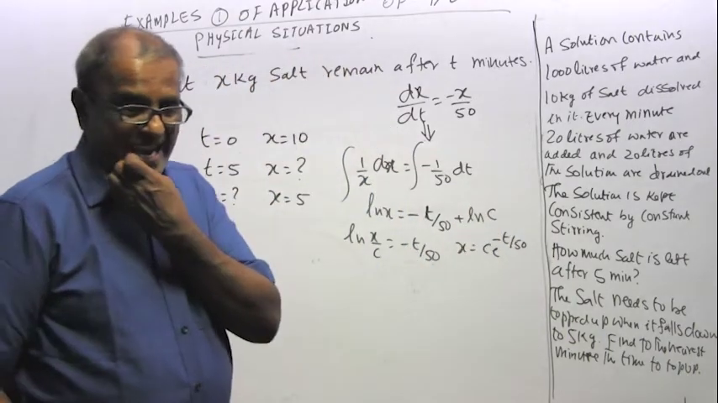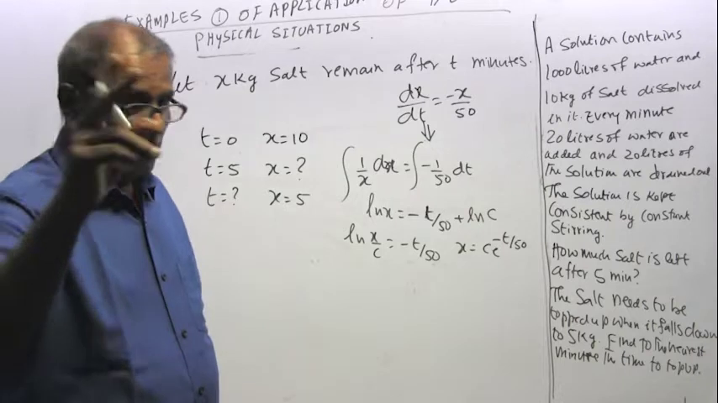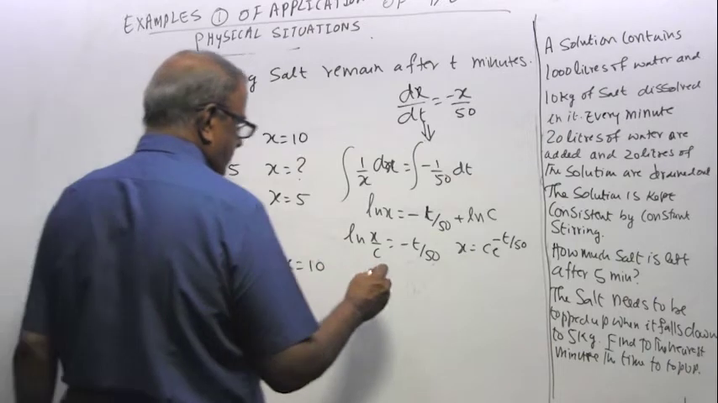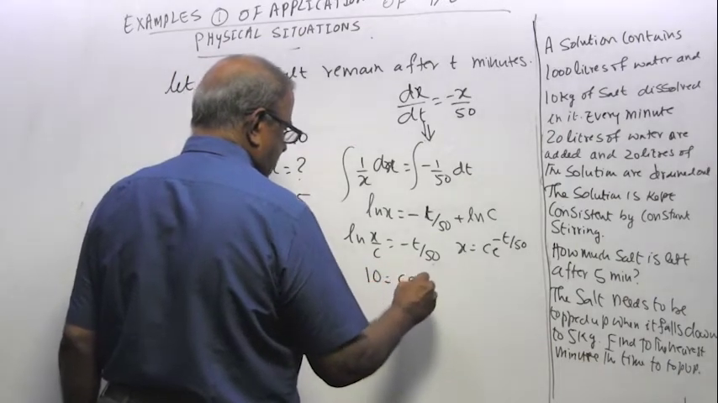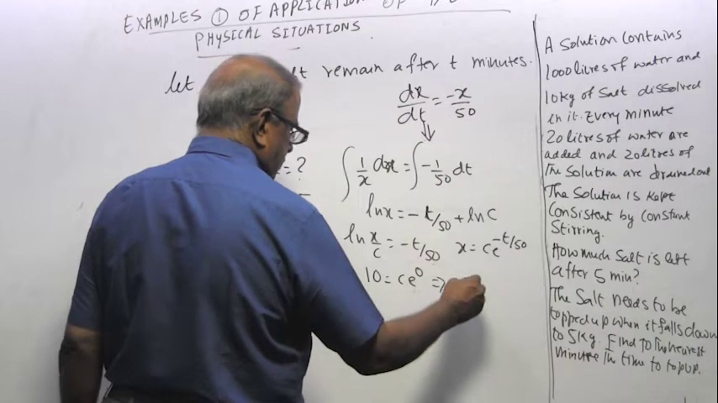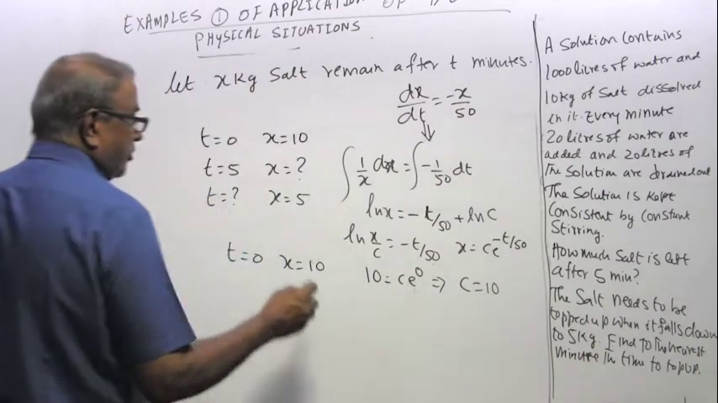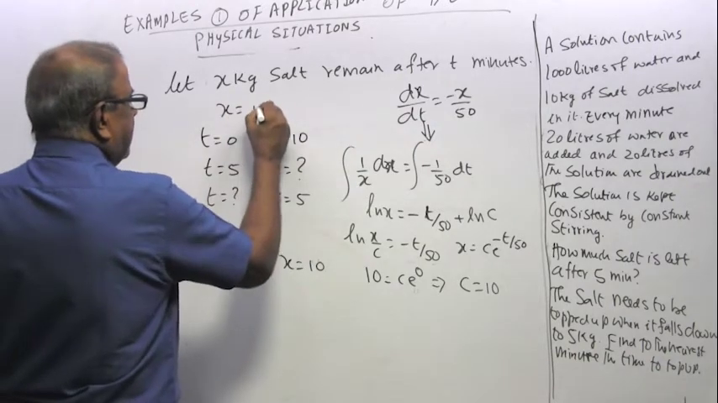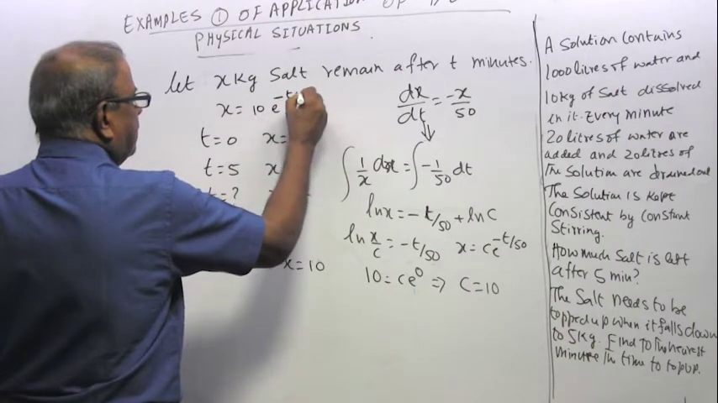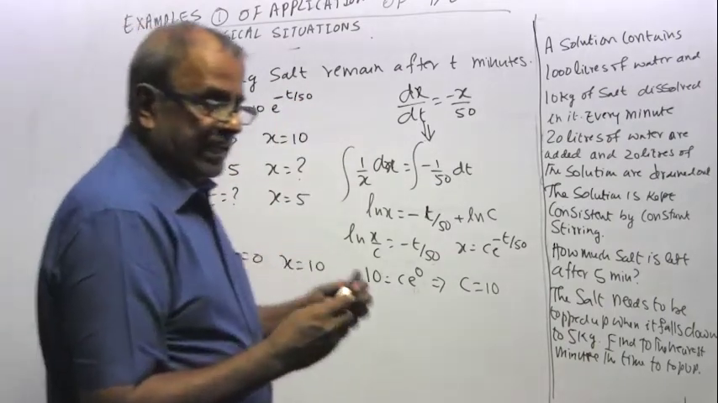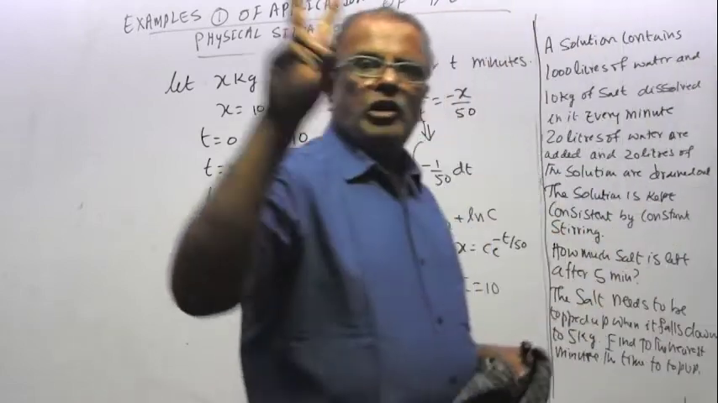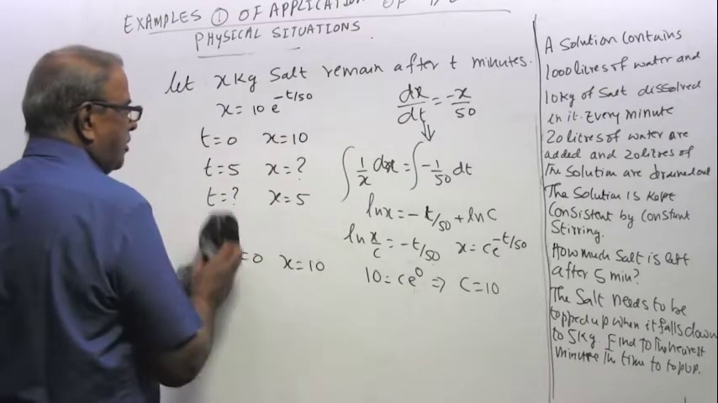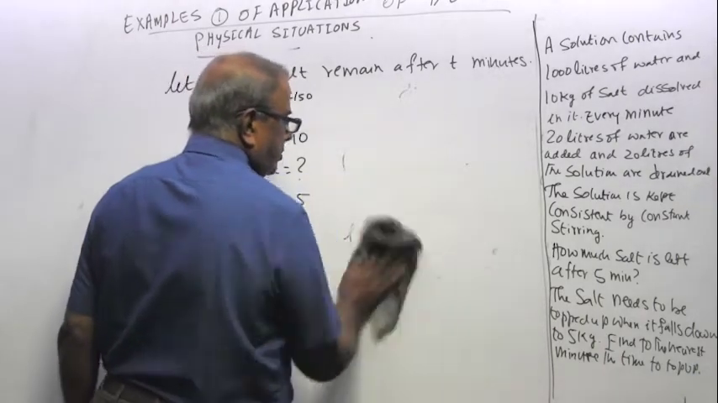Remember I told you, any constant you bring, it's your job to evaluate. So t equal to 0, x equal to 10. So 10 is equal to c e power 0. So therefore, c is equal to 10. So your final solution becomes x equal to 10 e to the power minus t over 50. Remember I told you, in the end, when you solve, you must have only two unknowns. I have an unknown x and I have an unknown t. Alright?